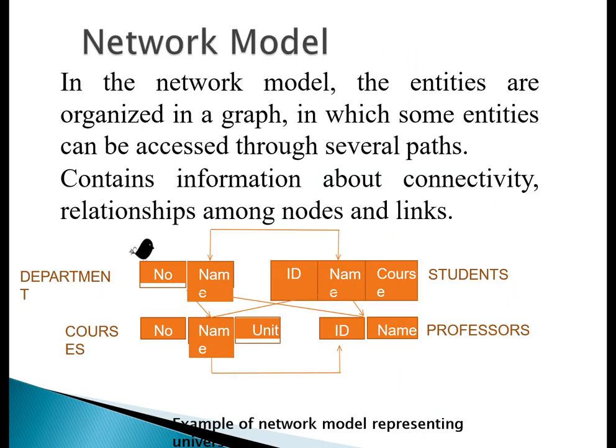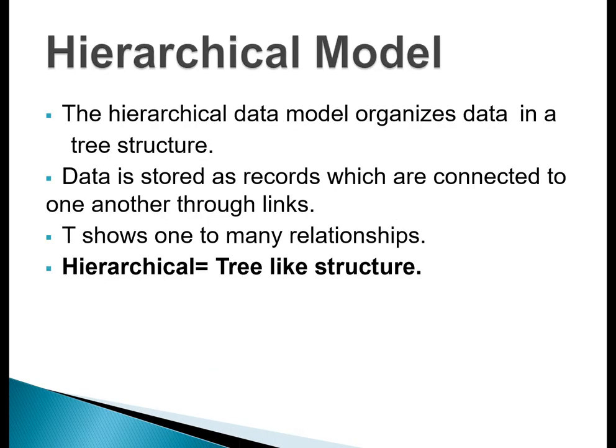Now second category is network model. Network is nothing but the connection between nodes, right? Here in this model, some entities can be accessed through several paths. So it will contain information about connectivity, relationships among nodes and links. Here you can see four entities are there: department, courses, students, and professors. These entities are interrelated to each other, and the relationship is shown by the links. So this is your network model.